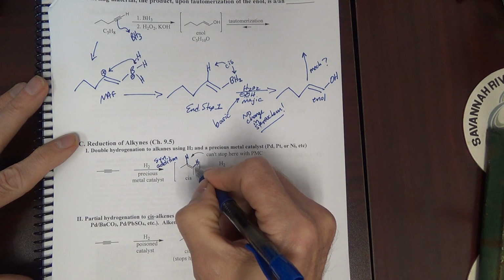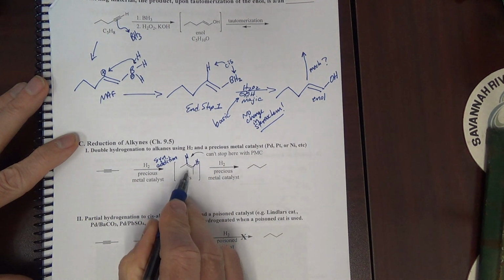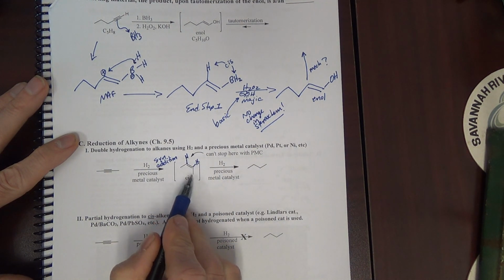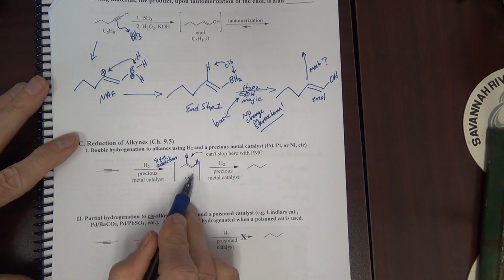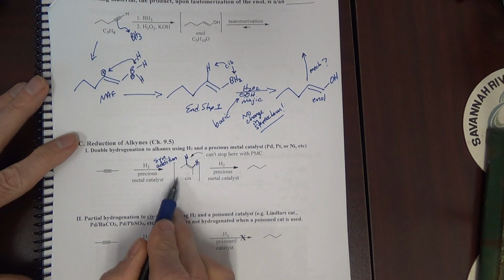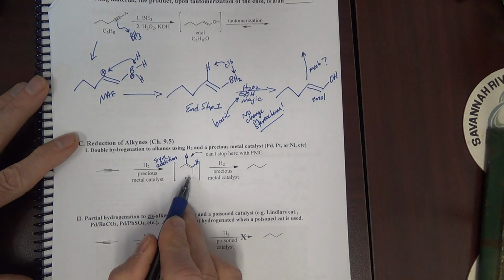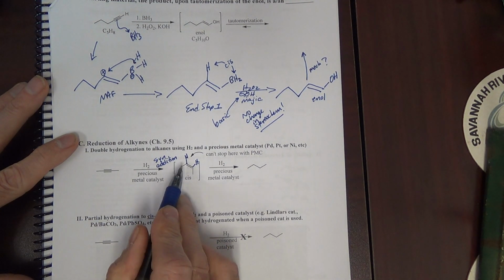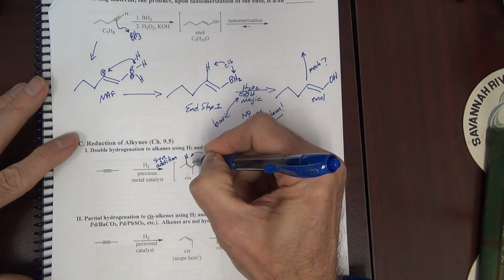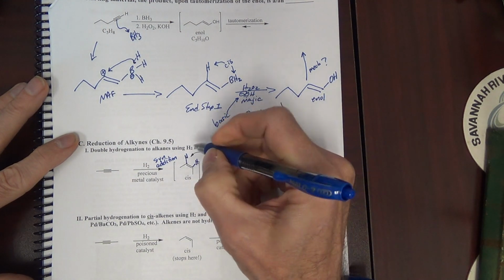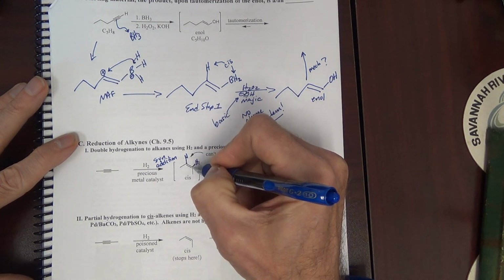But when we say this molecule is cis, that refers to the substituents on the alkene, and that would be the methyl groups. But of course, if the H's are cis, then the methyl groups are going to be cis, and that's what the cis actually refers to. So that's just a simple addition of hydrogen. There's no regiochemistry here. There's an H on each carbon.